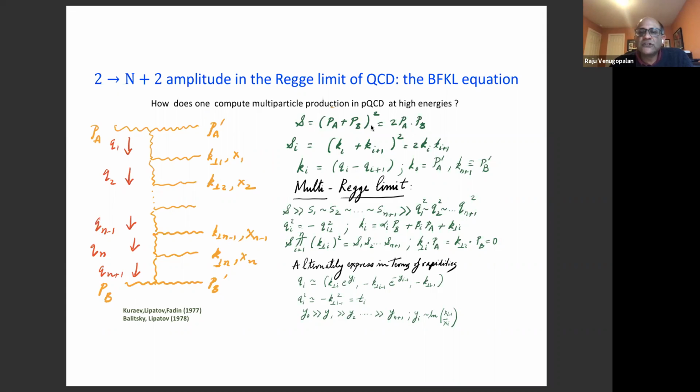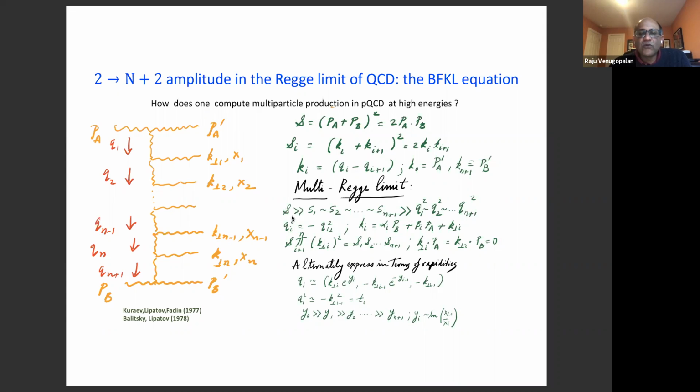There's the total energy, which is (PA plus PB) squared, which is twice PA dot PB, the Lorentz scalar. Then for each of these rungs of this ladder, as you're going down, you can define the corresponding center of mass energy for each rung in terms of their four-momenta. You can define these ks as the momentum differences from one rung to the next, that's q i minus 1. Now, what we call the multi-Regge limit is the one where the total energy of the 2 to n process, s, is much greater than the energy squared of each of the individual rungs, which in turn is much greater than the momentum transferred going down these legs.